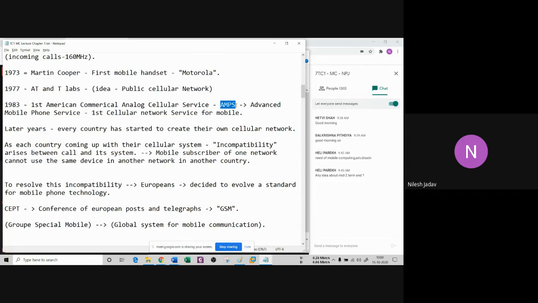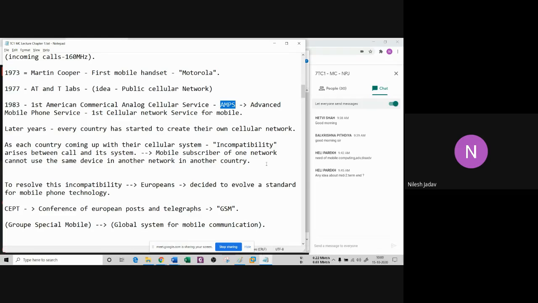a mobile subscriber of one network, if he is in Japan and now he shifts from Japan to maybe Poland, then with that same cellular system he cannot call anyone in Poland, because he needs to change that cellular system. He needs to be on the Poland cellular system. So this incompatibility generates: a mobile subscriber of one network cannot use the same device in another network in another country. The biggest problem that comes up is incompatibility.